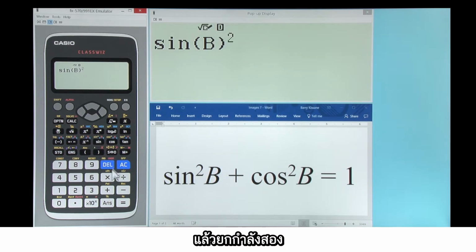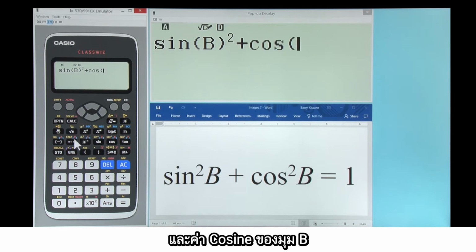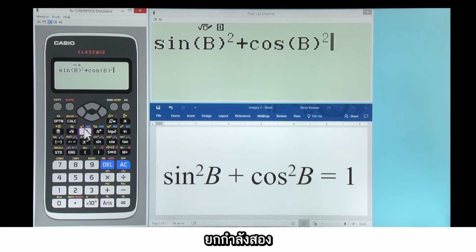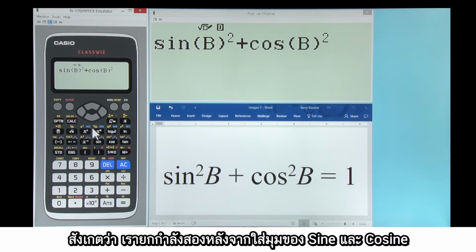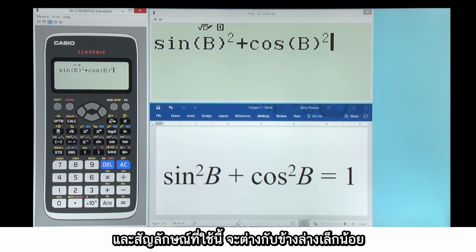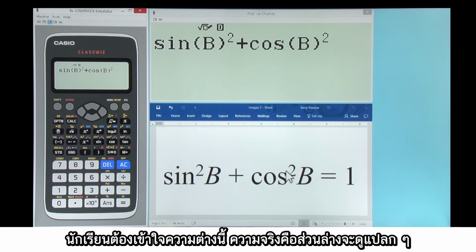And squared, and cosine of angle B squared. Notice the idea is that we square the sine, not square the cosine, and the symbols here are a little bit different from down here. Students need to understand the difference. This is in fact a strange notation.